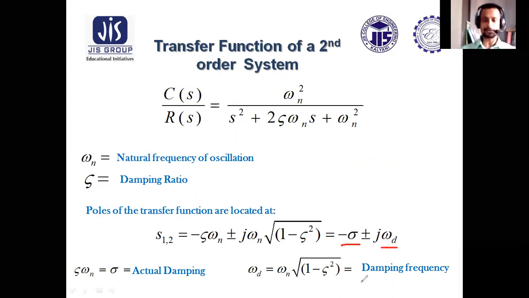Omega d is termed the damped frequency. Now see, this part is substituted by omega d, so omega d could be written as omega n under root 1 minus zeta square. And zeta omega n is represented by sigma. So sigma equals zeta omega n, which is known as the actual damping.